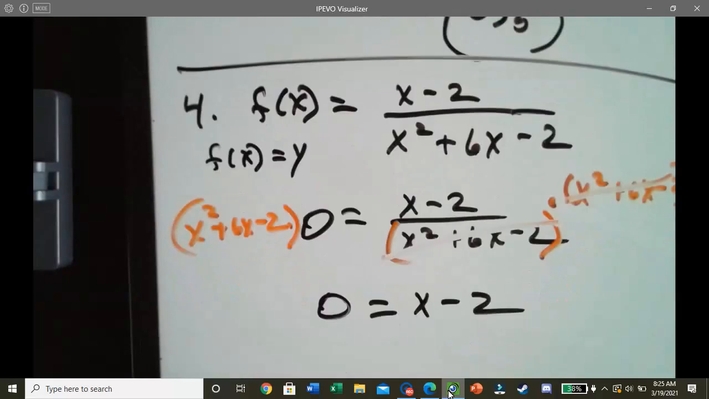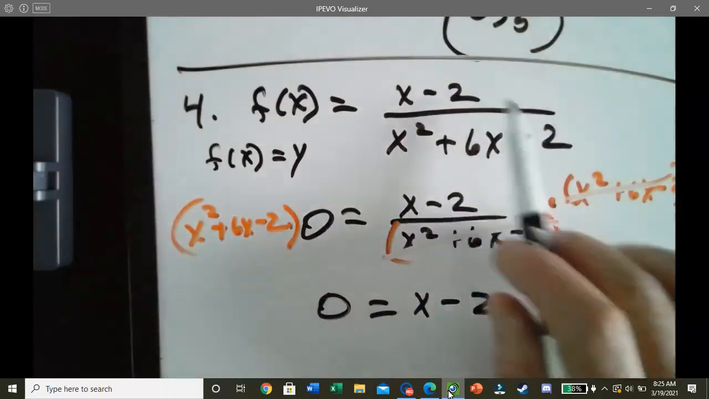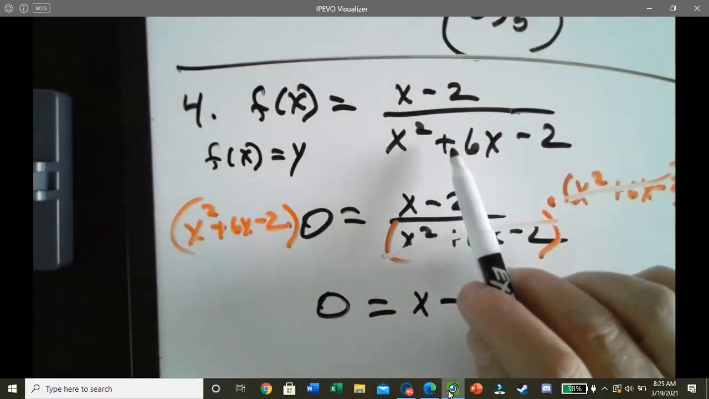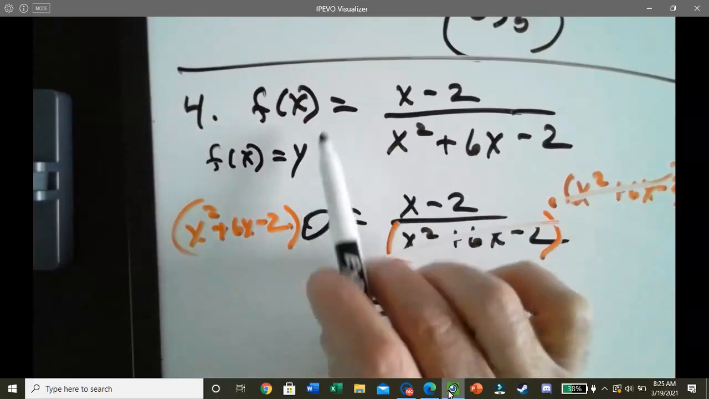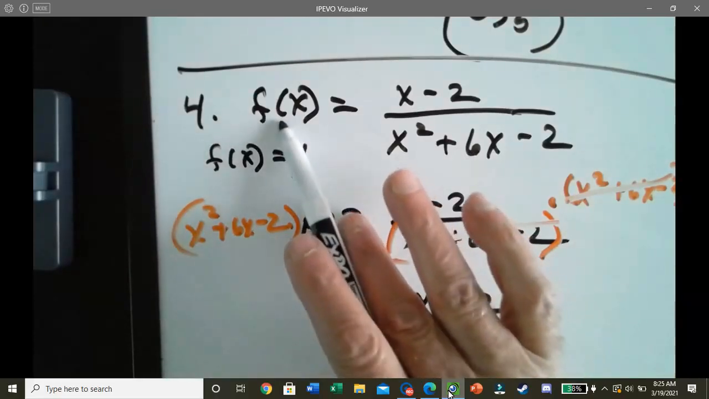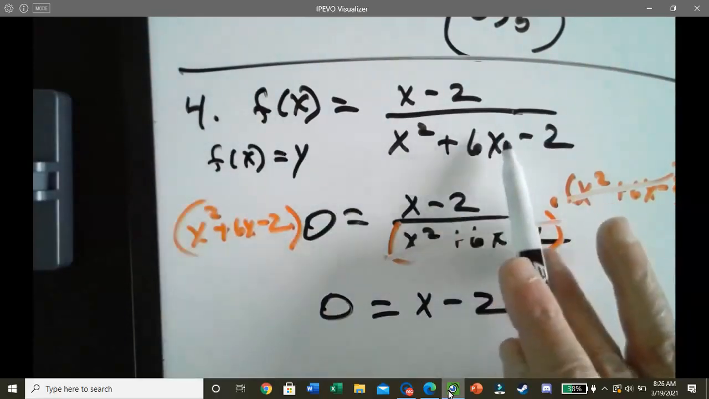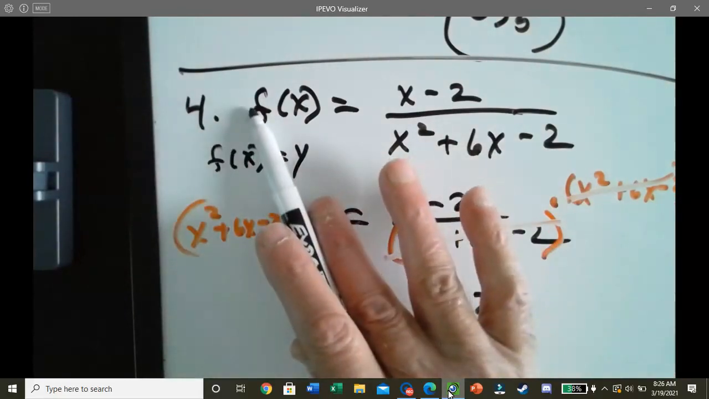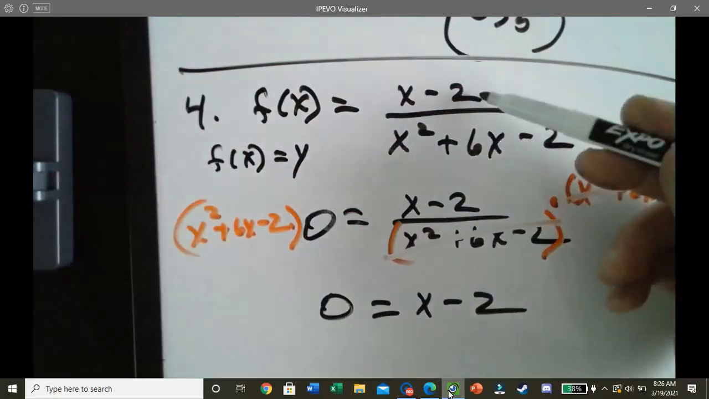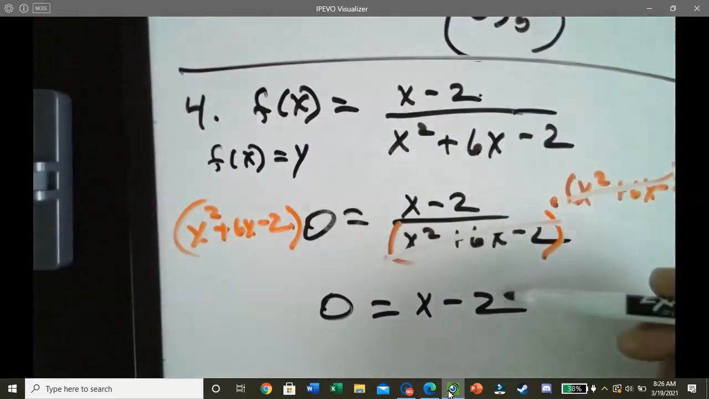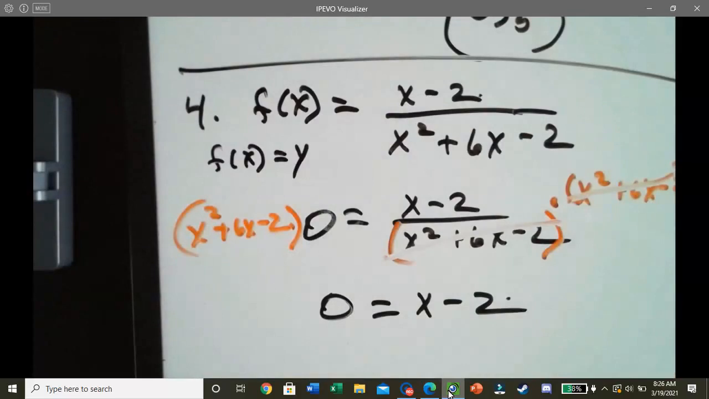Now this happens every time, okay? So if you see a rational function like this, you can always say, all right, I know I've got to put 0 in for y, or f of x. And I know when I multiply, this denominator is going to go to 0. So you can go straight from here to the third step, okay? Setting the numerator equal to 0 is the same thing as the denominator canceling out, going to 0.